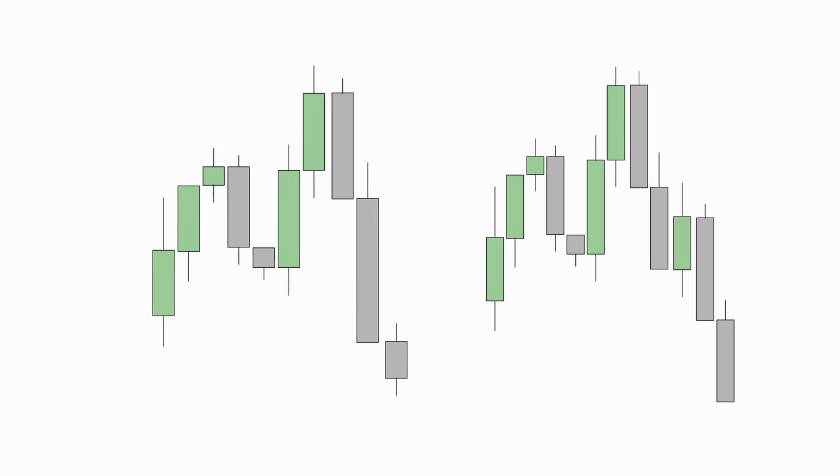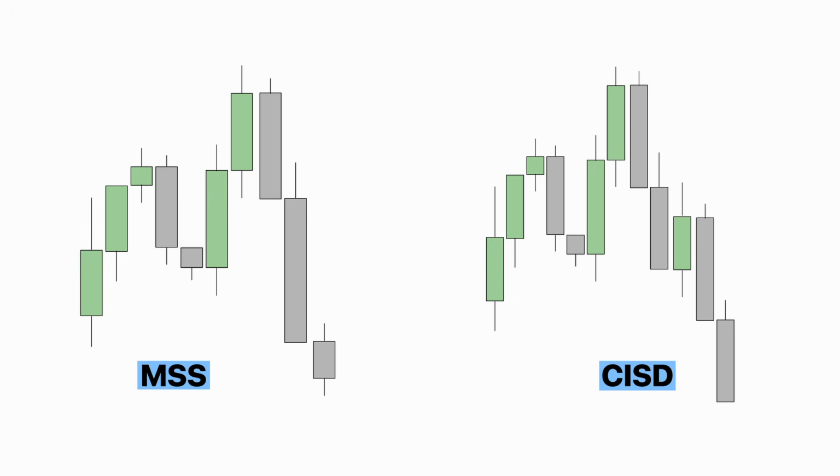All right, let's clear up something a lot of traders get mixed up. The difference between a market structure shift and a change in state of delivery. They might look similar on the chart, but they serve totally different roles in your analysis. Now, let me walk you through a clean example, kind of like a textbook setup.